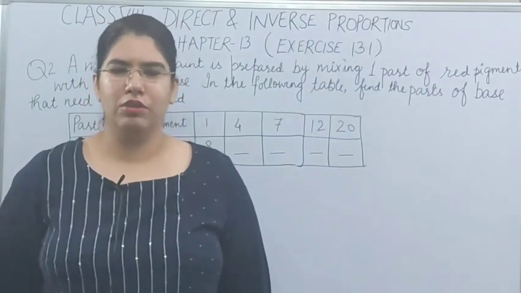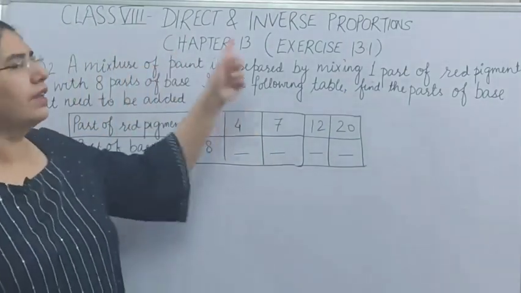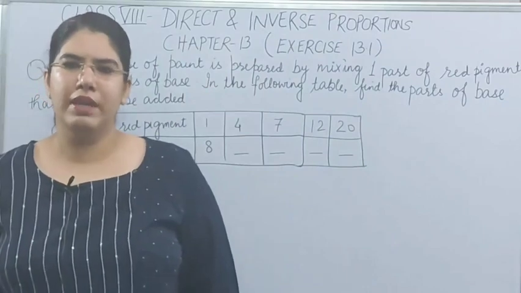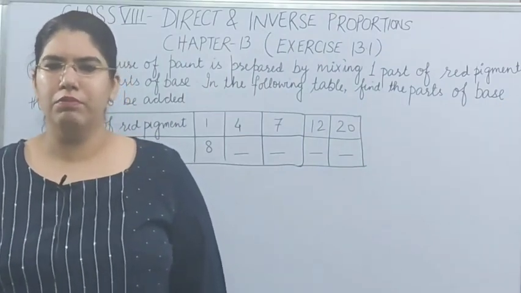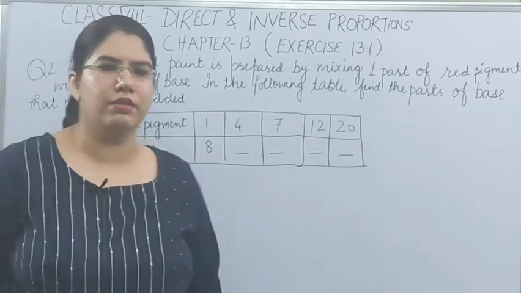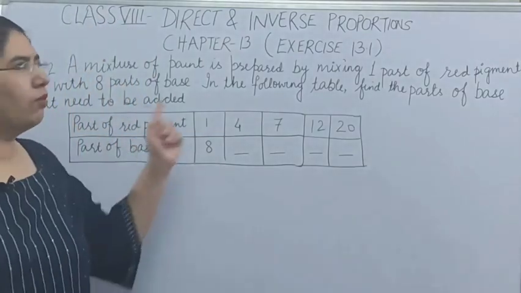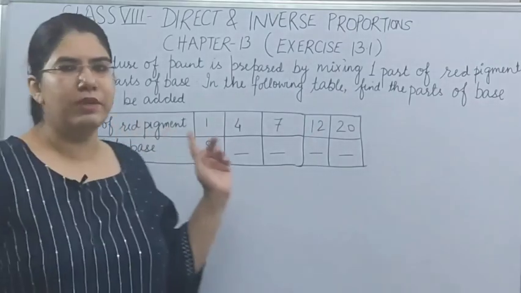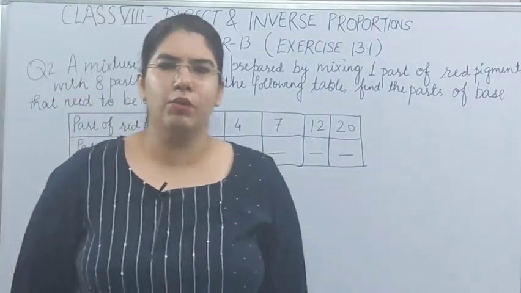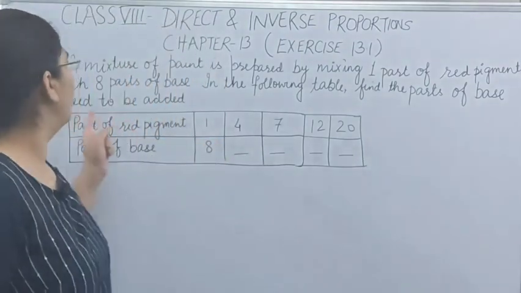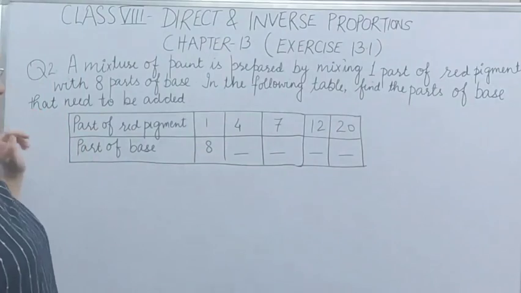In the last session we spoke about direct and inverse proportions. This time we will be taking up the problems from the NCERT book. In the last session I discussed problem number 1 from exercise 13.1. Today we will be starting with the subsequent problems and finish them. So, let us have a look at question number 2.